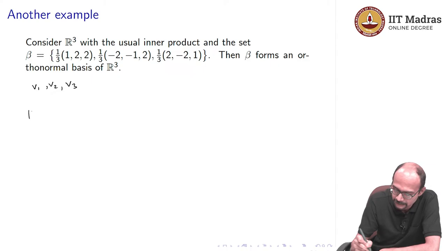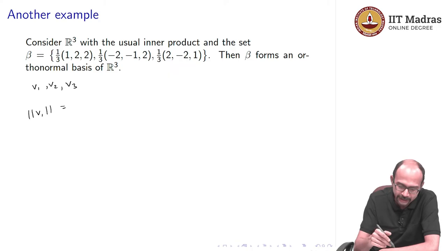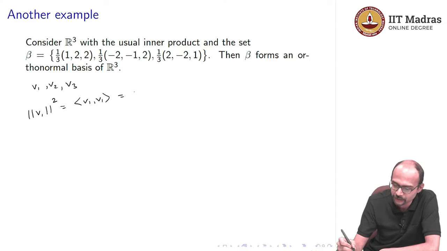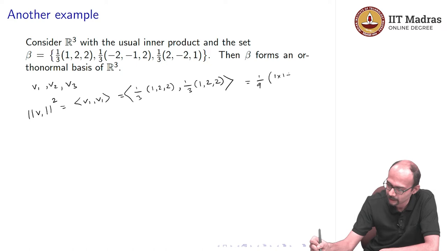So, the norm of v1 is the square root of... typically, if you want to check that something has norm 1, it is enough to check that its square is 1. So, instead of checking that the norm of v1 is 1, I will check that the norm of v1 squared is 1. The norm of v1 squared is just the inner product of v1 with itself, which we can compute easily. So, this is (1/3)(1, 2, 2) with (1/3)(1, 2, 2), and that is 1/9 times 1 times 1 plus 2 times 2 plus 2 times 2, which is 1 plus 4 plus 4. So, 9/9 which is 1.